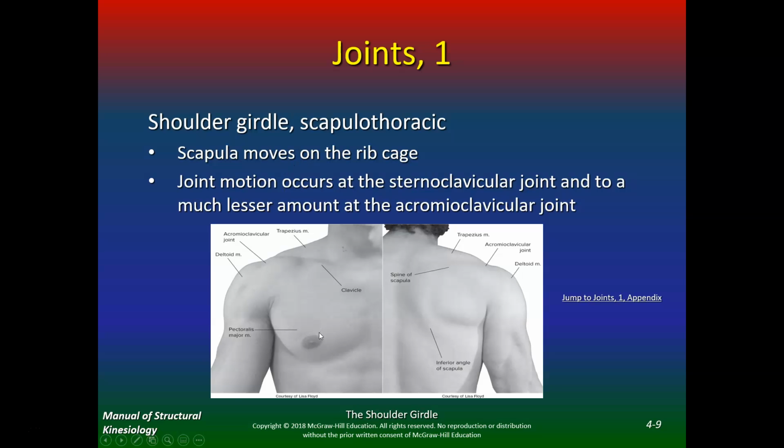If you look at a regular human right here versus a skeleton, you've got the traps, you've got the AC joint right there, you'll see the delts right there, and here's the clavicle, and here's your pectoralis major. From the back, you see the spine of the scapula, again traps, AC joint, delts, and there's the inferior angle of the scapula.